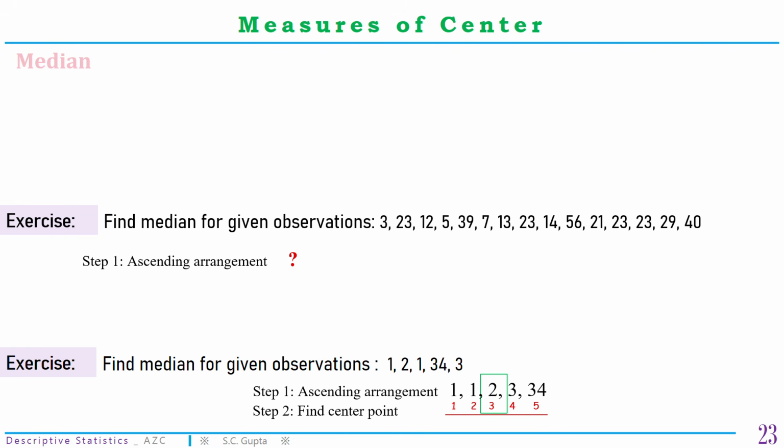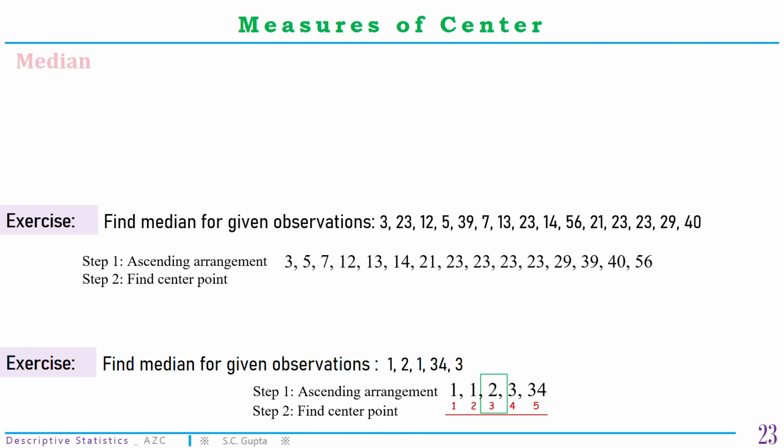Second exercise, find median for given observations. Step 1 is ascending arrangement of the dataset. Ascending arrangement is displayed here. Now step 2 is find center point. As the total observations are 15, the middle position that divides the group in two equal parts is the 8th position. So, median is the value of the 8th position. That is 23.